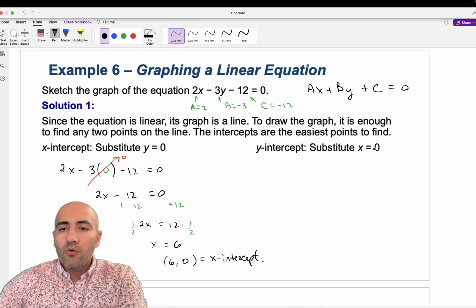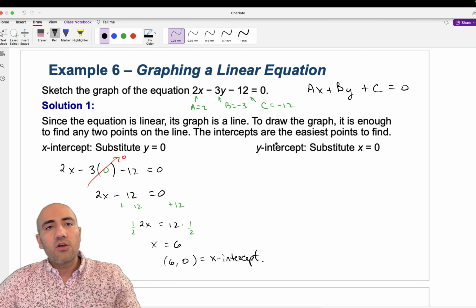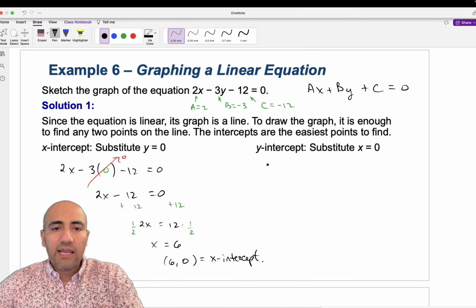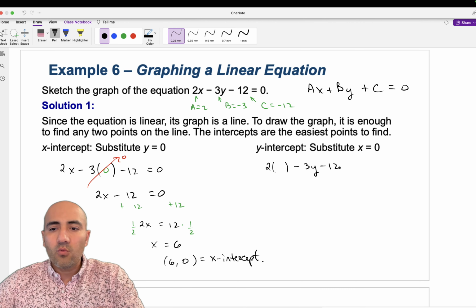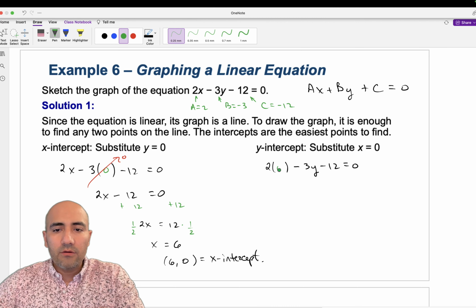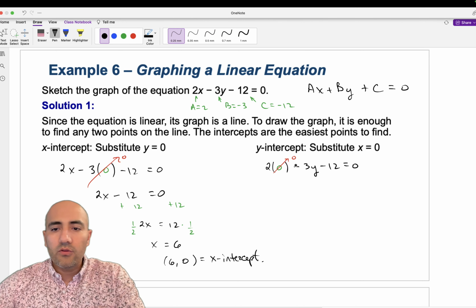All right, so now the y-intercept. To find the y-intercept, the place where the line crosses the y-axis, that's going to be when x equals 0. So again, we come back to our equation, and this time we replace the x with a 0. It'll be 2 times 0 minus 3y minus 12 equals 0. 2 times 0 is 0, so this whole term goes away. The only thing that survives is minus 3y minus 12 equals 0.